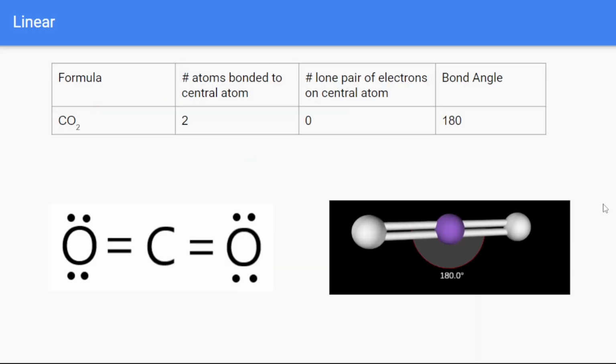So in the first example, we're going to look at linear, and our example will be carbon dioxide. This will have two atoms bonded to a central atom, right? We have a central atom with two atoms bonded to it. We have zero lone pair of electrons on the central atom. Look at carbon. We have zero lone pair of electrons on carbon. And that's a bond angle of 180 degrees.